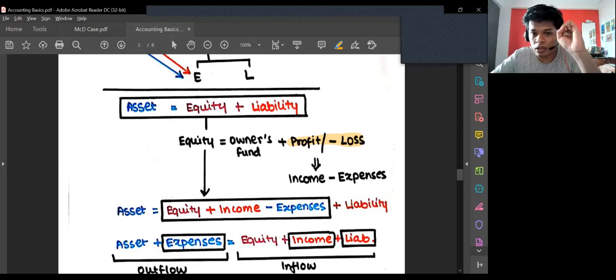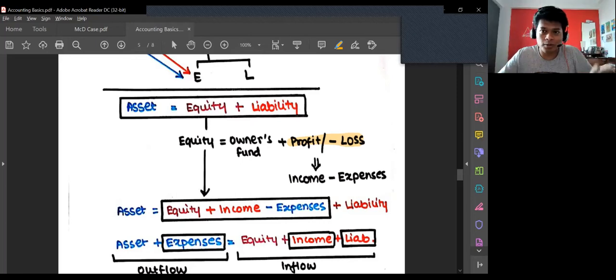If my income is more, it will increase the equity. If my expense is more, it will reduce my equity. So that's why I've written a minus expense. So I'm just bifurcating this equity part into equity plus income minus expenses, and then liability is the same. Now, just so that this negative figure does not come, I'm taking it to the left hand side.